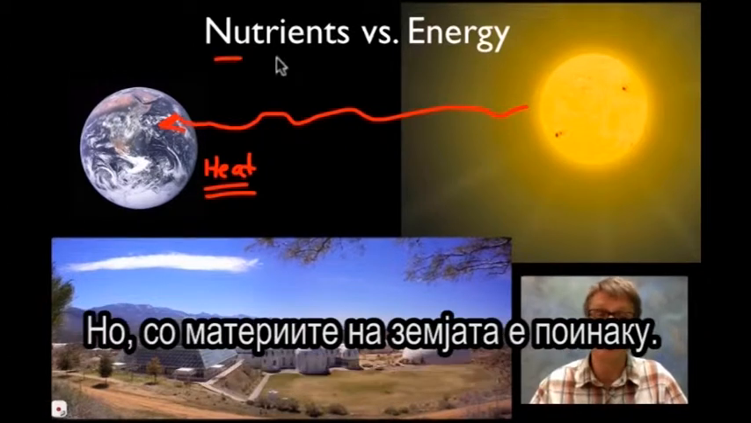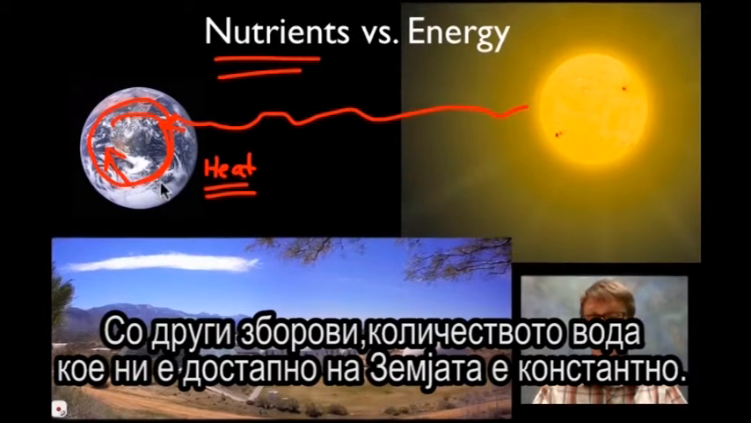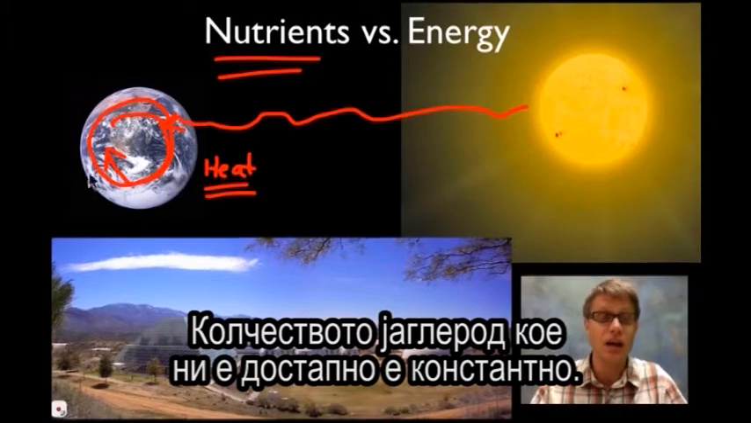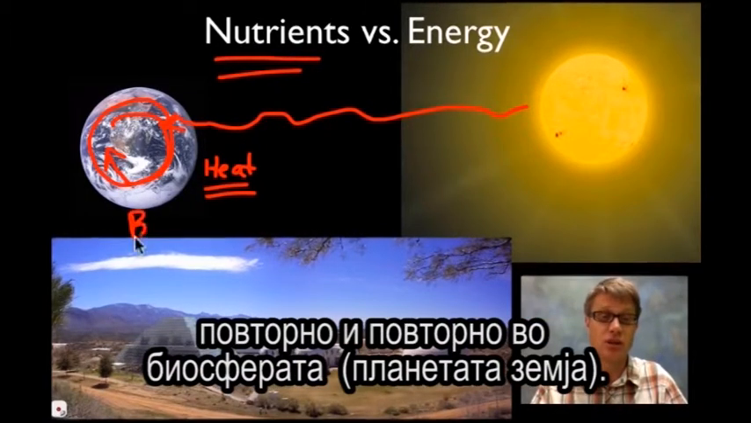But the nutrients on our planet are different. The nutrients on our planet are going to be recycled. In other words, the amount of water that we have on our planet is static. The amount of carbon that we have is static. And it has to be recycled over and over and over again on the biosphere, which is the earth.